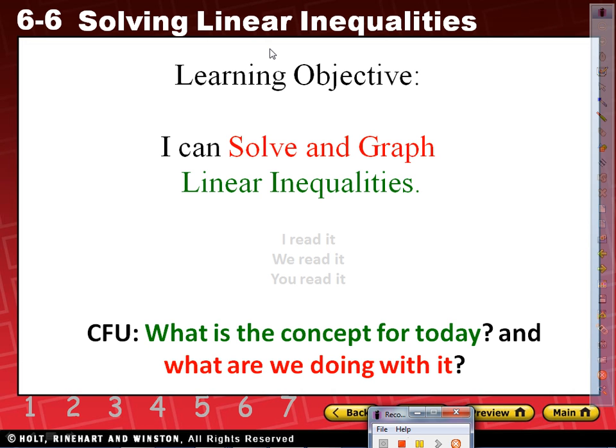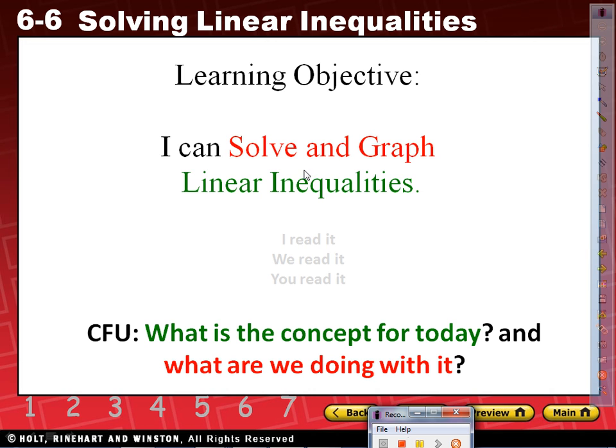We started at the beginning of the year with real numbers. We went into expressions. From there, we went to one variable equations. And then from there, we went to one variable inequalities. From there, we jumped into two variable equations. We got into graphing, solving, and then from there, we got into systems of linear equations. Well, now we arrive at linear inequalities. Today, we're going to do solving and graphing.